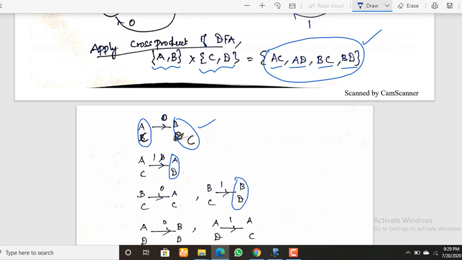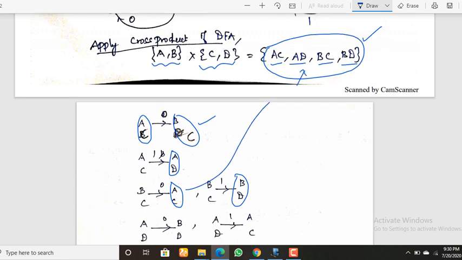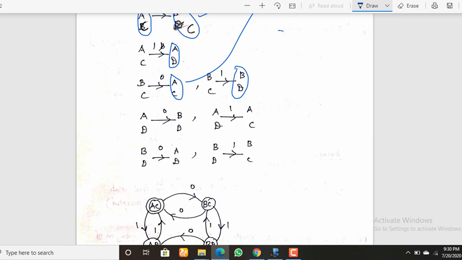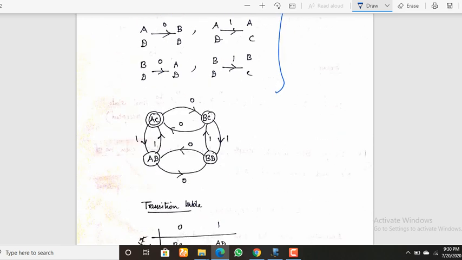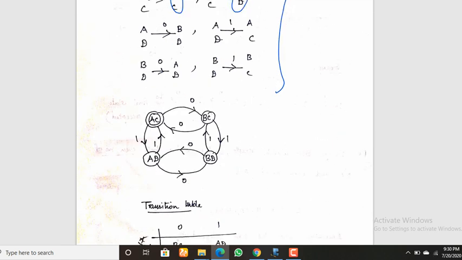So, the new generated states are already presented in the 4 cases only. Okay. So, this is the optional one. So, I'm directly going to the automata.